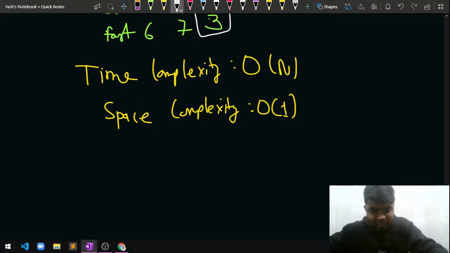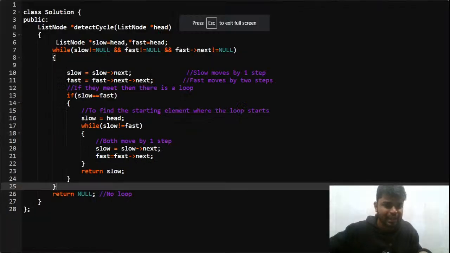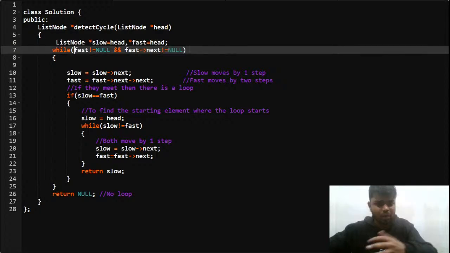So I'll show you the code part for this particular approach, what I have done basically. So this is the code. What I'll be doing is, I'll be marking my slow at the head, fast at the head. I'll move my fast until fast is not equal to null, or fast next is not equal to null. So either my fast can become null, or my fast next can become null. Whenever any one of them becomes null, I'll break at that position, because it indicates that I've reached the end of the linked list.